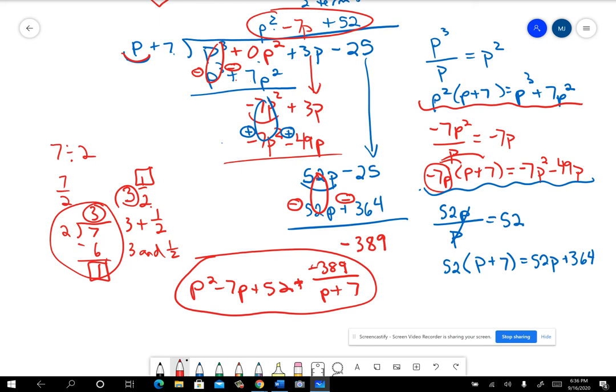So those are the 3 problems that were on the review sheet that we didn't have to do on this test. But it gives you a few more examples. So I'm going to go ahead and get that posted for you.